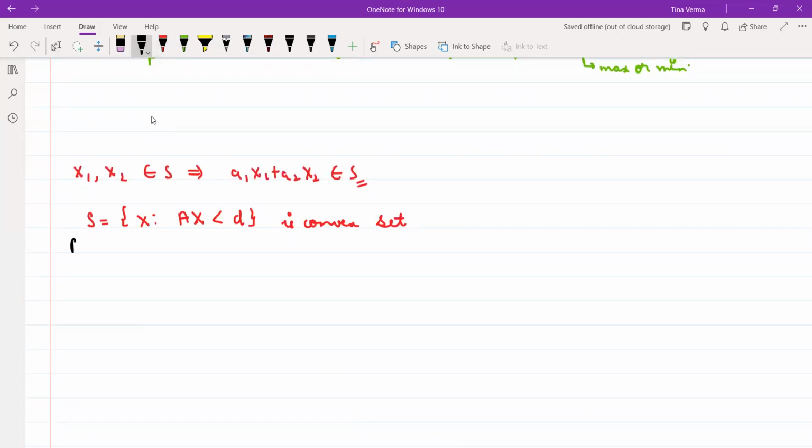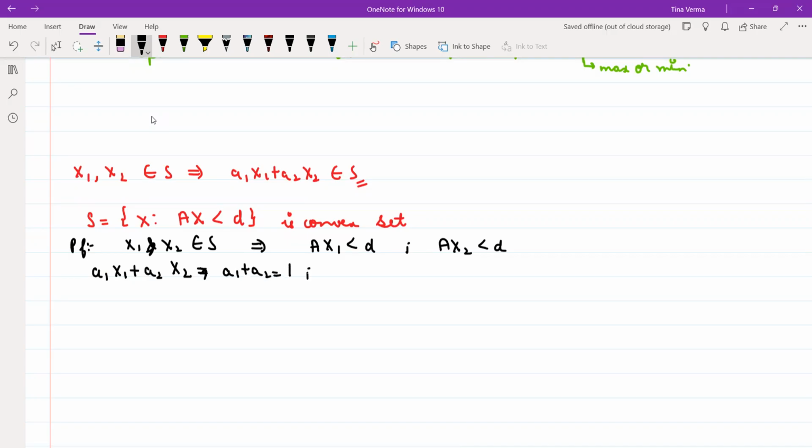How do we do it? You have to take 2 points from S, x1 and x2. You have to take both from S. If they are from S, then Ax1 will be less than d and Ax2 will also be less than d. How will you write the CLC of these 2 points? a1 x1 plus a2 x2, such that a1 plus a2 equals 1 and both a1 and a2 are greater than 0. If I want this CLC to belong to S, I take it as a new point y. Ultimately, I have to prove that y belongs to S.